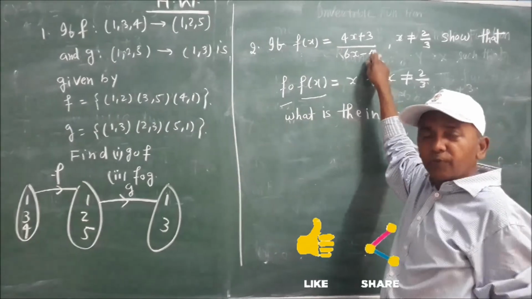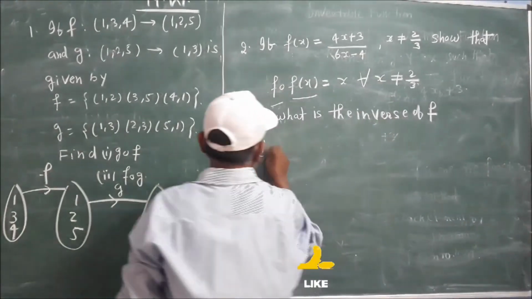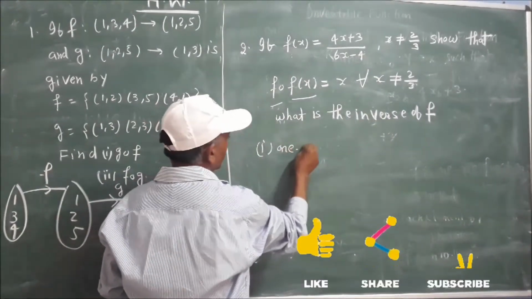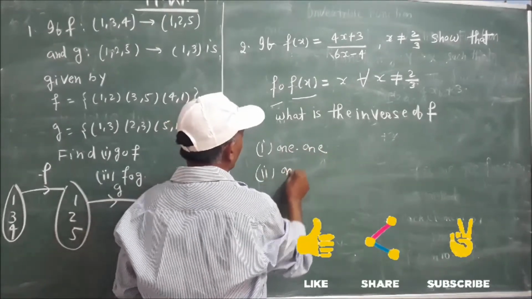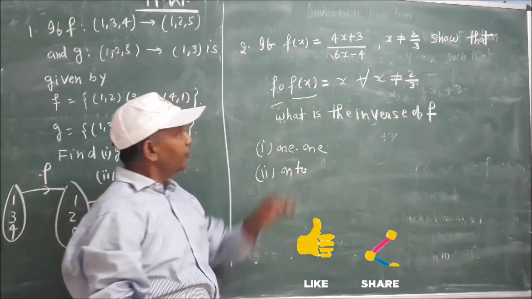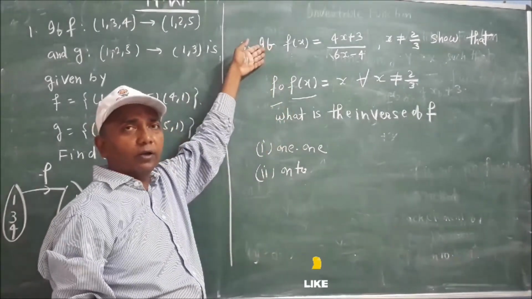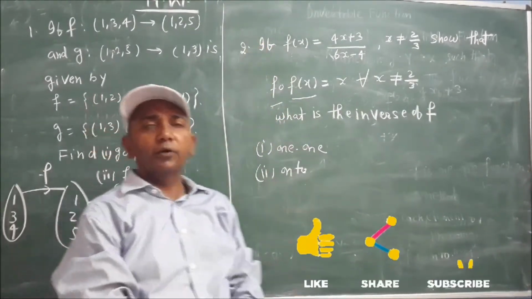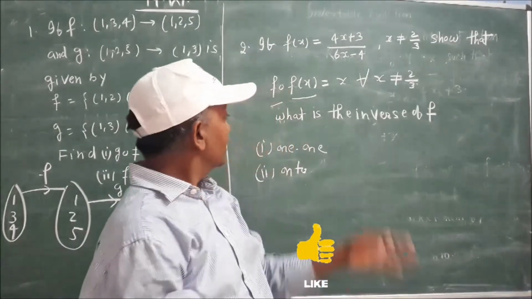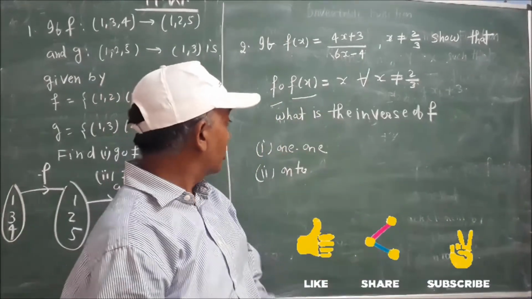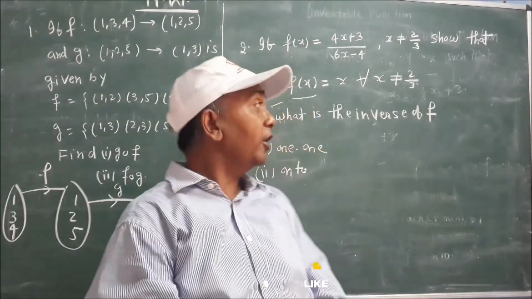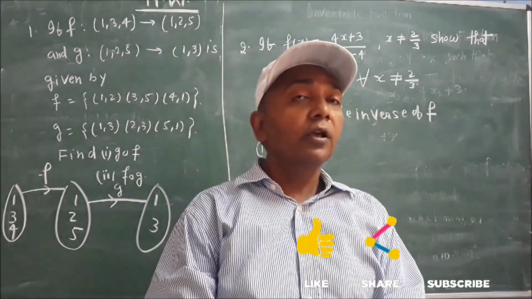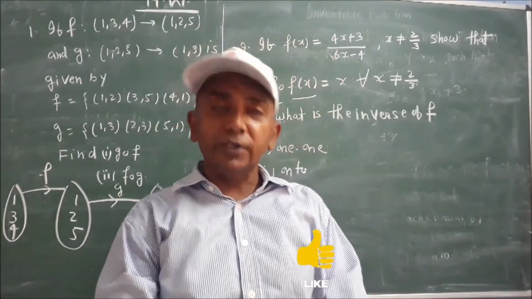First you have to check that f is one-one. Second, you have to check that it is onto. If you prove that this function is one-one and onto, then it is an invertible function. So check whether this function is invertible or not. If invertible, then calculate the value of the inverse of f. I hope this function will be the inverse of itself.